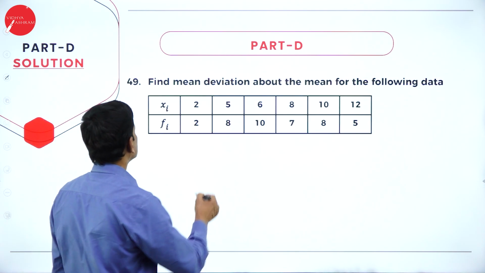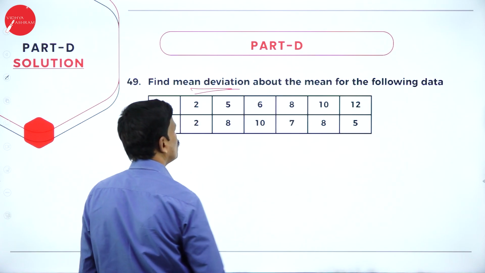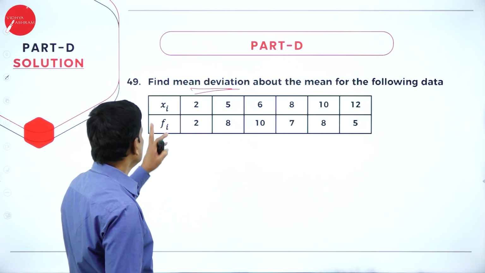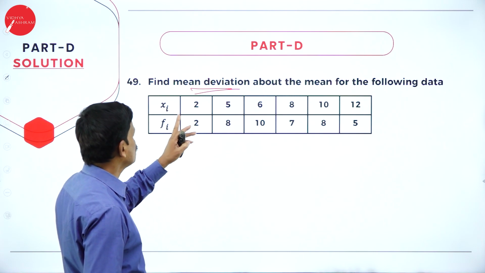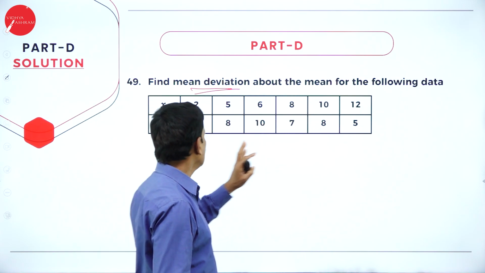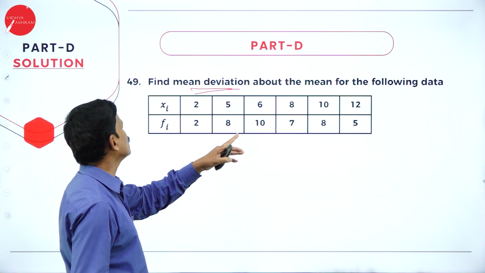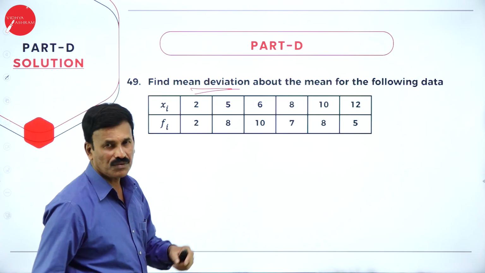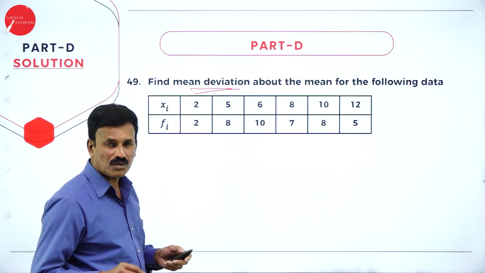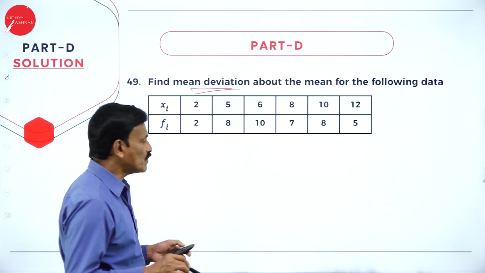Find the mean deviation. What is to find? Find the mean deviation about the mean for the following data. Xi is given, Fi is given. Xi is 2, 5, 6, 8, 10, 12 and Fi is 2, 8, 10, 7, 8 and 5. So put it in a regular form. Construct the table for this first.